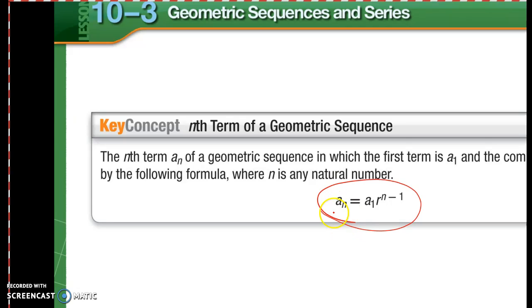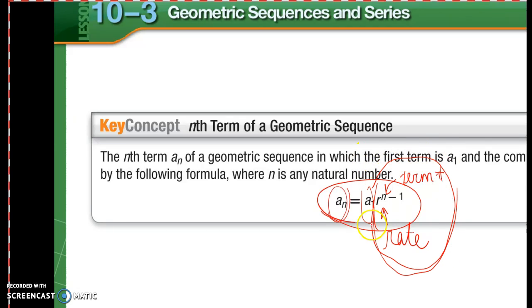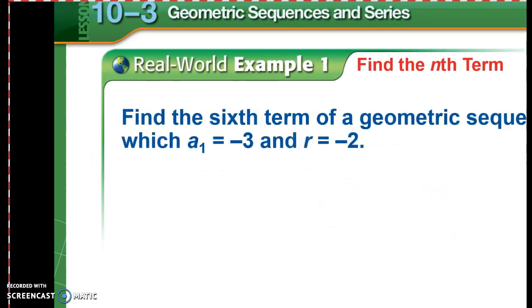It's the term I'm looking for equals the first term, remember a1 is the first term, times the rate, and then the term number is n minus 1. And remember, this is an exponential equation. We just kind of got through with exponential equations. This part has to be done first. Like, I can't just multiply these two numbers together, the a1 and the r. I have to do this part first. Order of operations still very important.